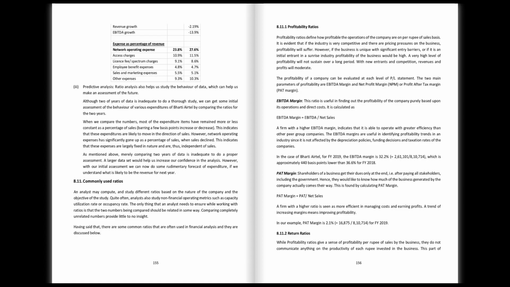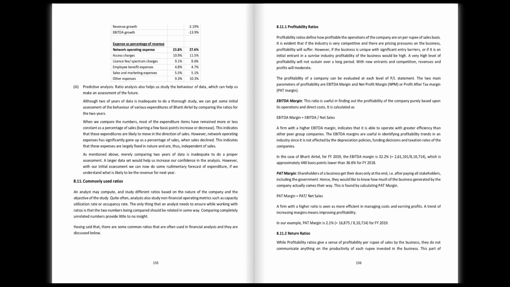Commonly used ratios. An analyst may compute and study different ratios based on the nature of the company and the objective of the study. Quite often, analysts also study non-financial operating metrics such as capacity utilization rate or occupancy rate. The only thing that an analyst needs to ensure while working with ratios is that the two numbers being compared should be related in some way. Comparing completely unrelated numbers provides little to no insight. Having said that, there are some common ratios that are often used in financial analysis, and they are discussed below.